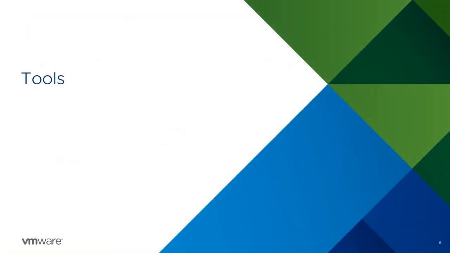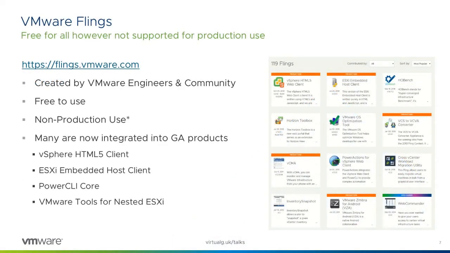Okay, so moving on, we're going to look at tools now. So these are not bound to any licenses. They are free for everybody. The first one we're going to look at is Flings. So for those that haven't used VMware Flings, absolutely fantastic. They're essentially for non-production use. However, they are some of the features that eventually do enter into the GA of VMware.